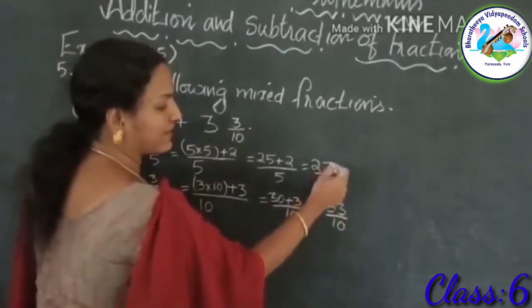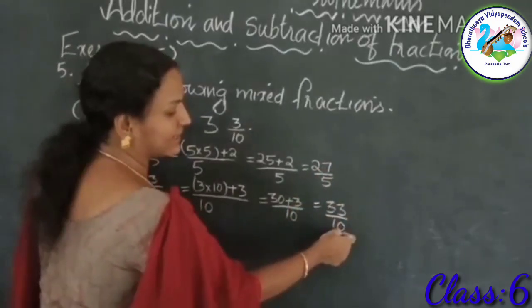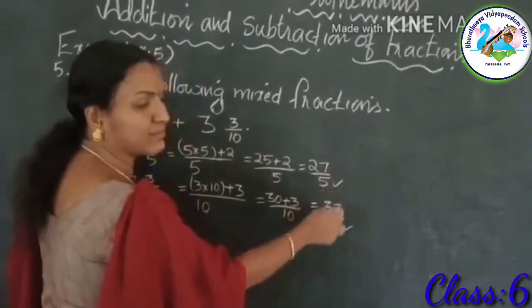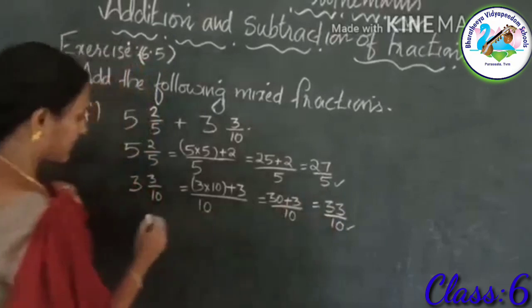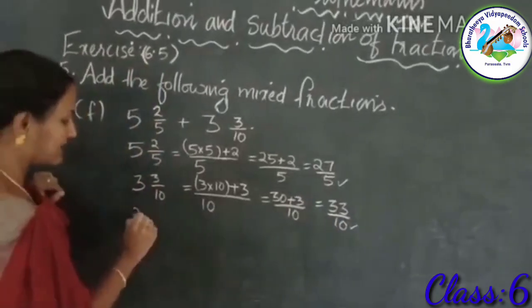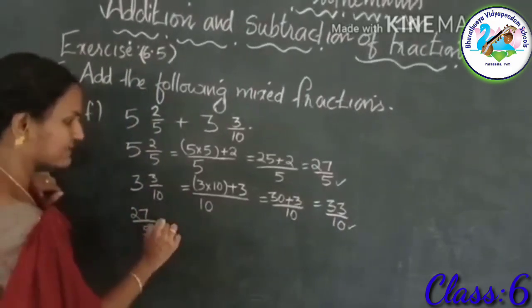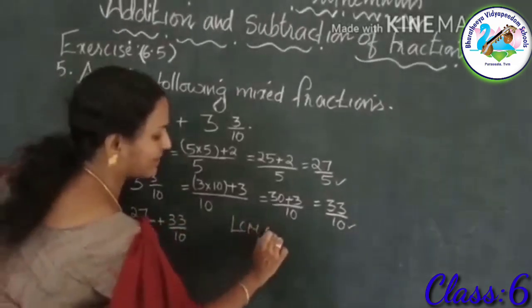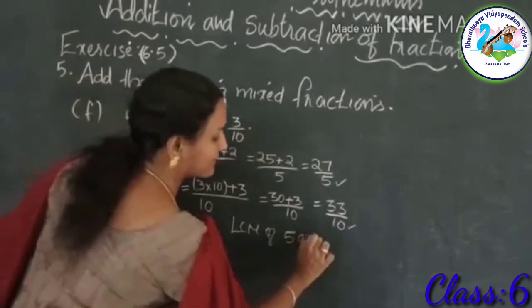So 27 by 5, 33 by 10. Here the denominators are 5 and 10. They are different. First convert them into like. 27 by 5 plus 33 by 10. Here LCM of 5 and 10.